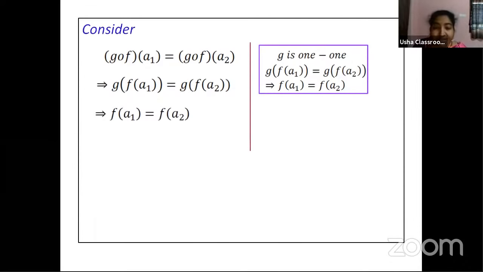Not only this, you are given that F is 1, 1. If F is 1, 1 and F of A1 is equal to F of A2, it implies A1 is equal to A2.